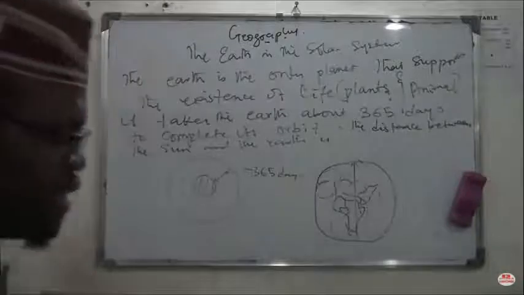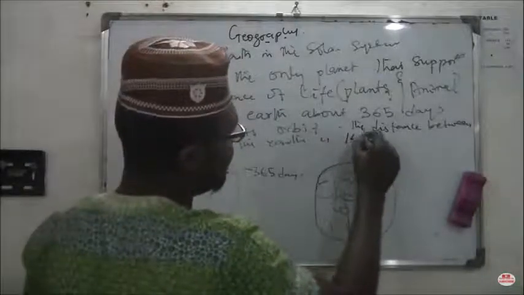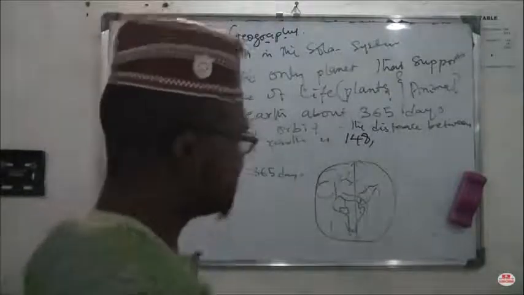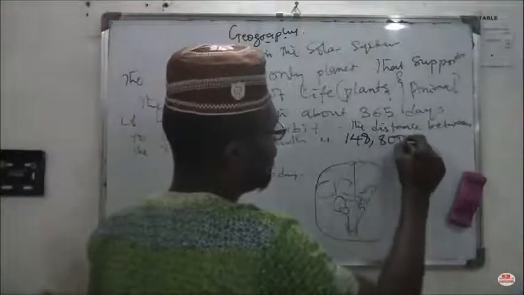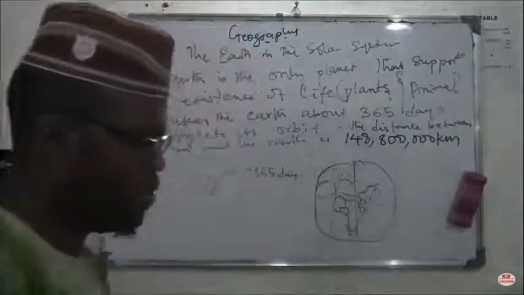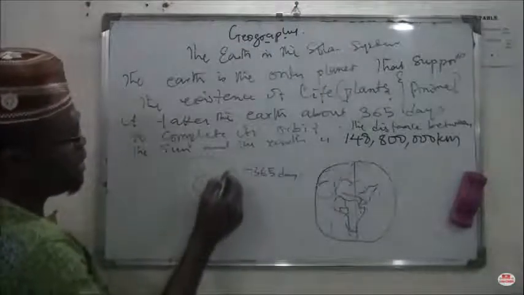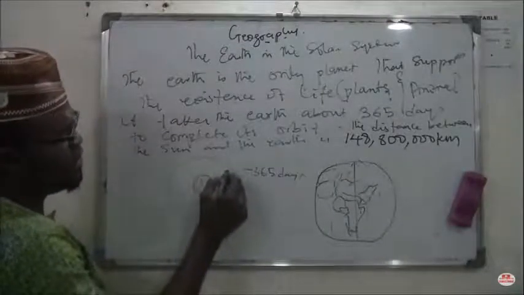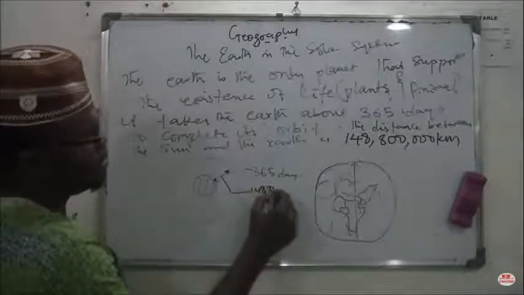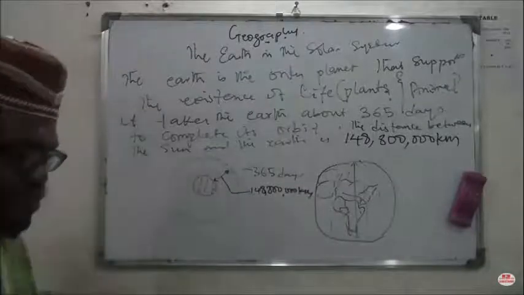The distance between the sun and the Earth is 148 million 800,000 kilometers. That's the distance between the sun and the Earth. This very distance here is 148 million 800,000 kilometers.